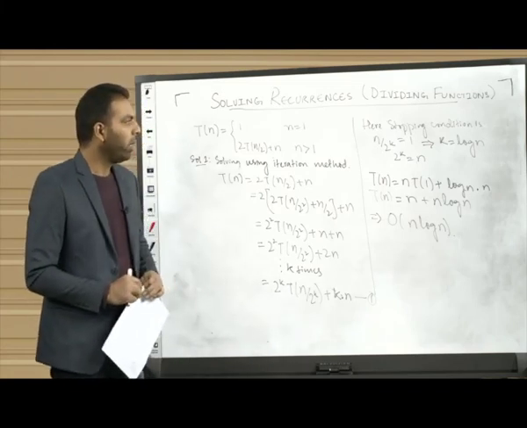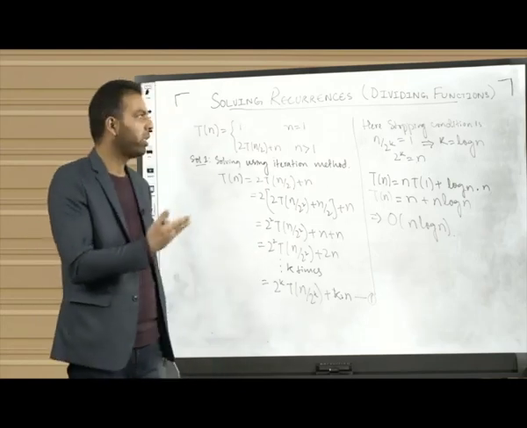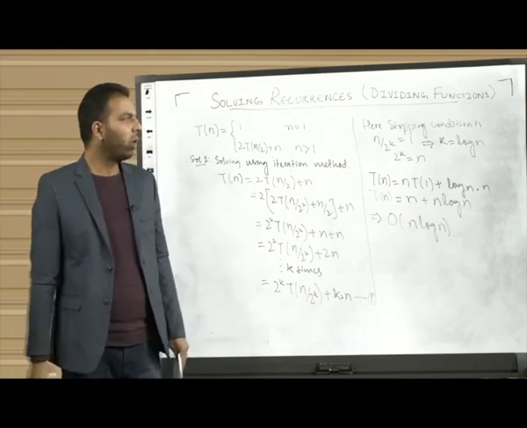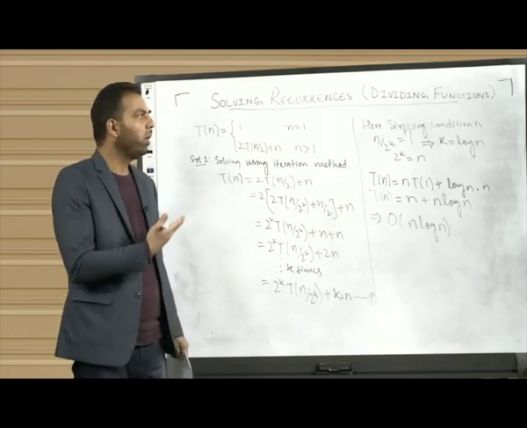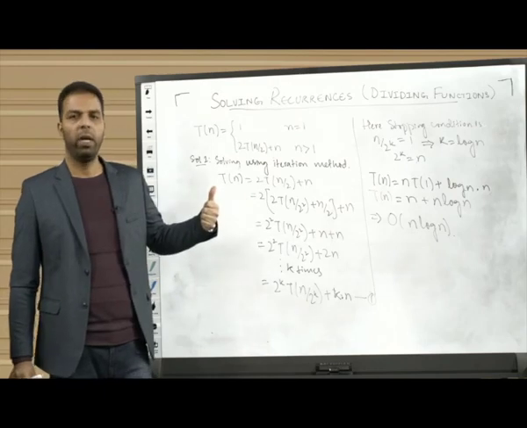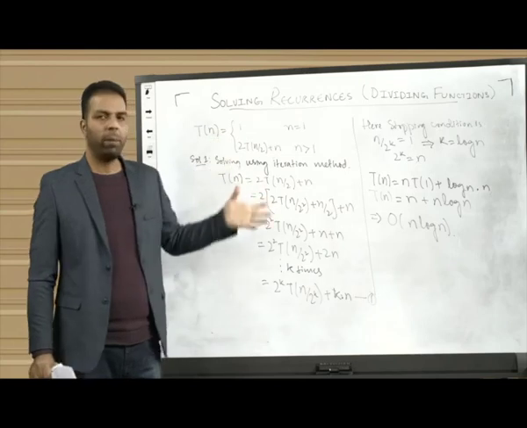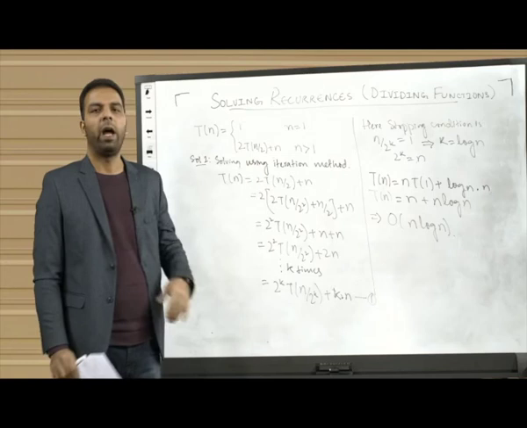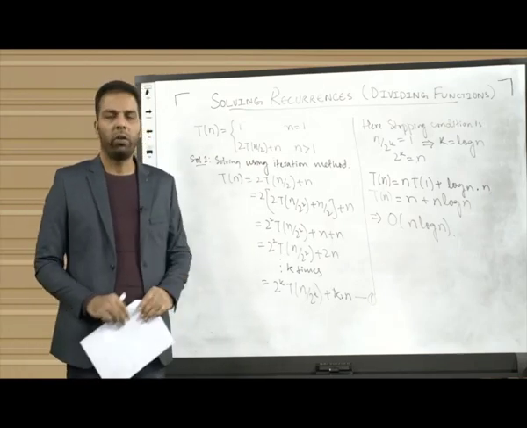So this completes the procedure, or the methods, of solving recurrences when we have dividing functions. In today's lecture we saw some examples of recurrences given by dividing functions, meaning here we had n divided by some value. Okay, sometimes we had a coefficient, sometimes we didn't, but all the examples that we took were dividing functions, and we saw how to solve them using the recursion tree and iteration method.